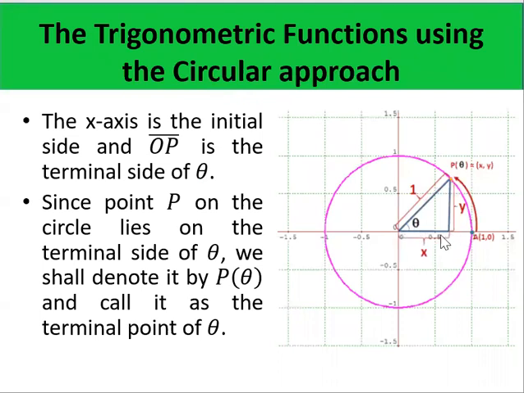Now the x-axis here is the initial side of the angle theta, and the line segment OP is the terminal side of the angle theta. And the angle theta is said to be an angle in standard position because its initial side happens to be at the positive x-axis. Now, since point P lies on the terminal side of theta, we shall denote it by P of theta, and now we call it the terminal point of the angle theta.